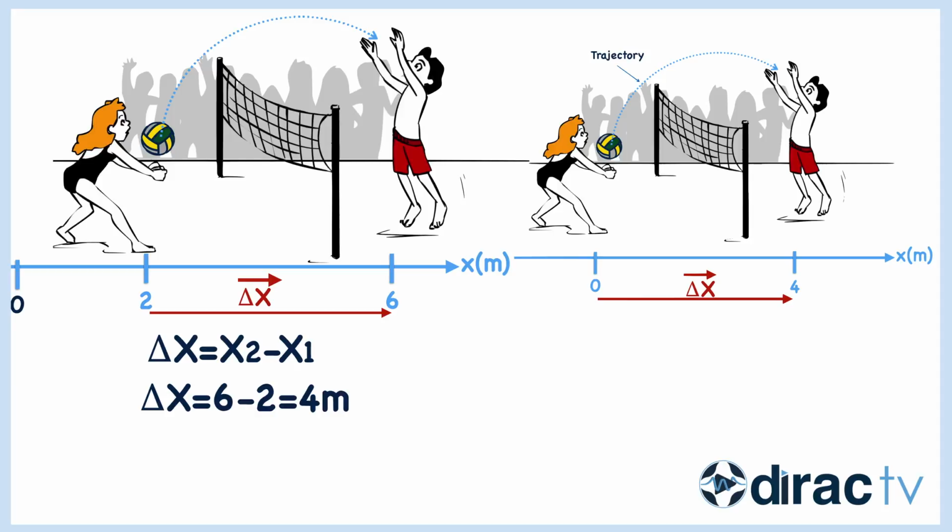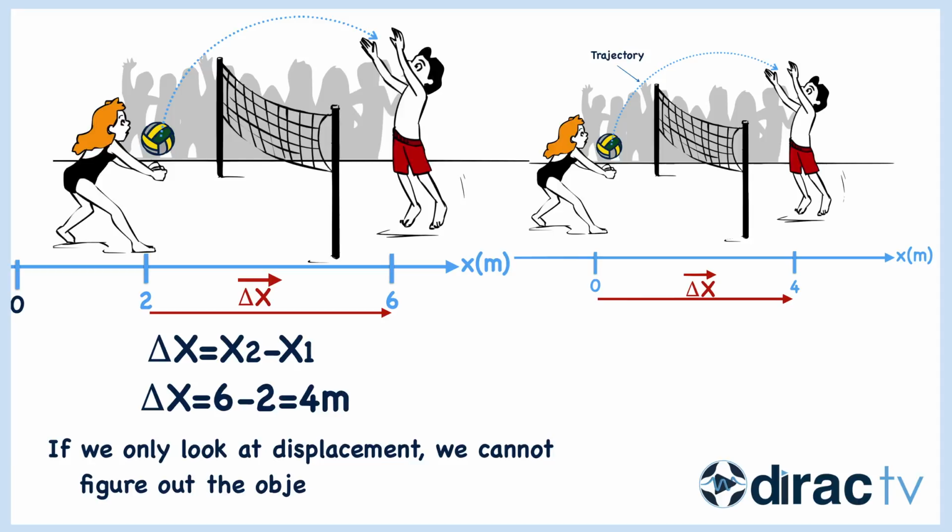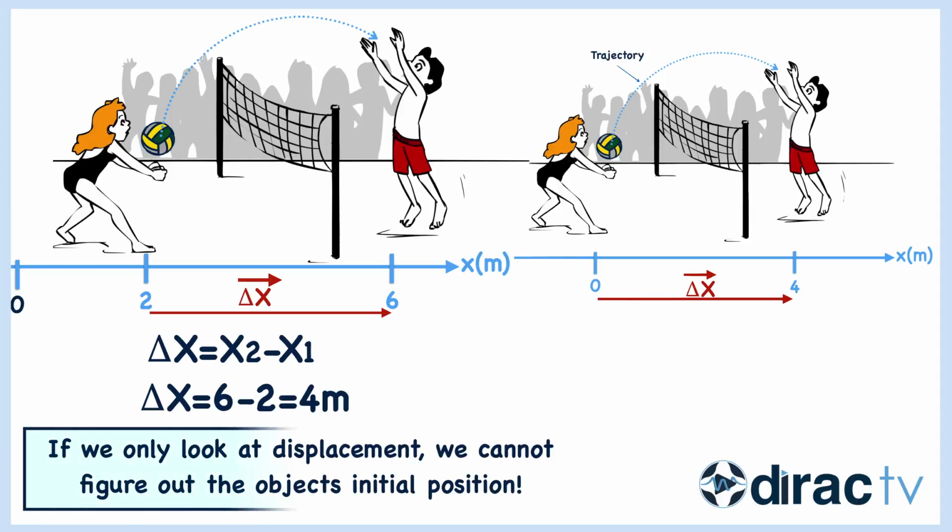Did I already say that? Let me put it another way. If we only look at displacement, we cannot figure out the object's initial position. In other words, if this ball's net change in position is 4 meters, where was it at the initial time? It could be either at point 0 or at 2.